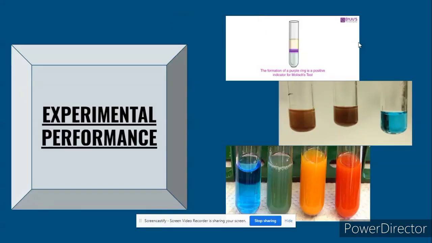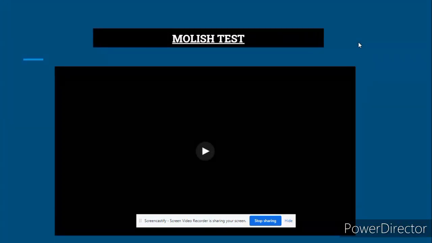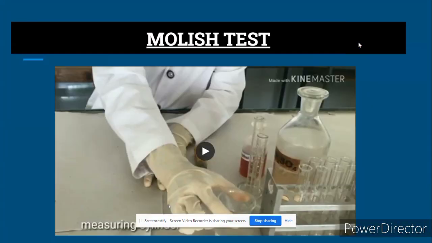The experimental performance for the detection of the polysaccharide requires two tests. One of them is the Molisch test, which is for the detection of the carbohydrate, and the other one is the iodine test, which is for the detection of the polysaccharide. Molisch test is for the detection of the carbohydrate. The whole mechanism of the Molisch test will be explained by showing a video.